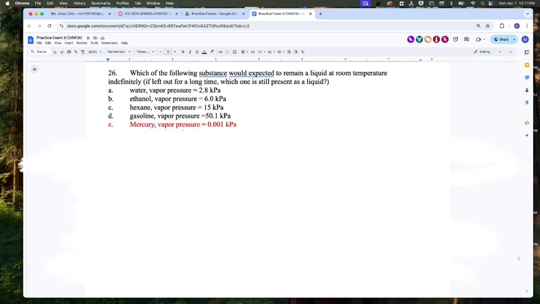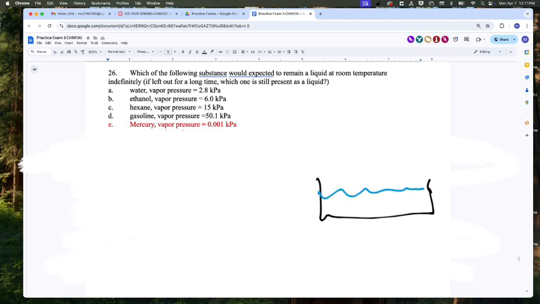So, which of the following substances would be expected to remain a liquid at room temperature indefinitely? This one's got a couple different things going on within it because it brings up this concept of vapor pressure, and most people probably glossed over that part of the discussion in the lecture videos, assuming you watched the lecture videos. But let's lean into this a little bit because the phrasing of the question is trying to help you out. So I have a container, and I'm going to put a liquid inside it.